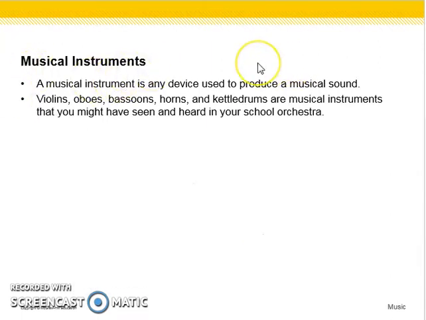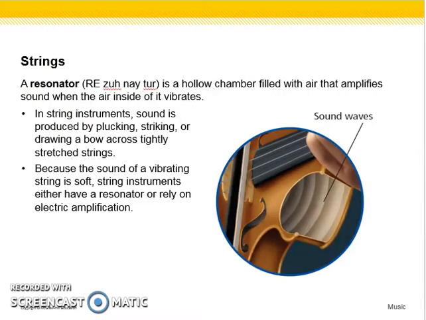So, musical instruments. A musical instrument is any device used to produce a musical sound. Violins, oboes, bassoons, horns, kettle drums, those are all musical instruments that you might have seen and heard in your school orchestra. Let's first talk about strings.